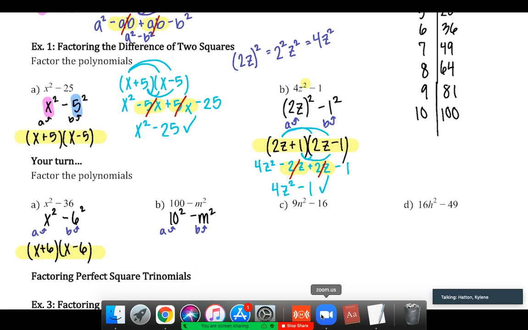So if a is 10 and b is m, then a plus b would be 10 plus m. And then a minus b would be 10 minus m. And that's something where if you did do a different order, like m plus 10 times m minus 10, if you checked it, that check would not be your original problem, so it would be a way of checking yourself.